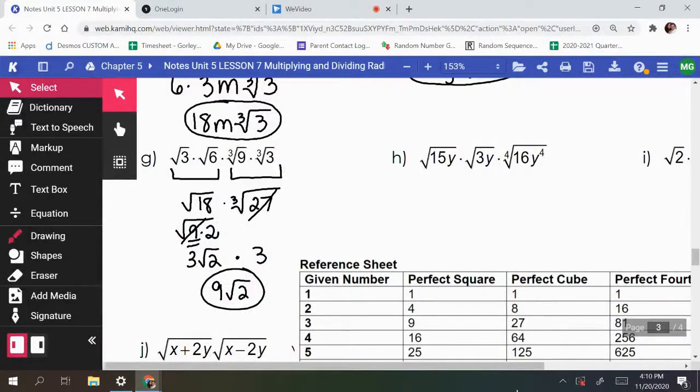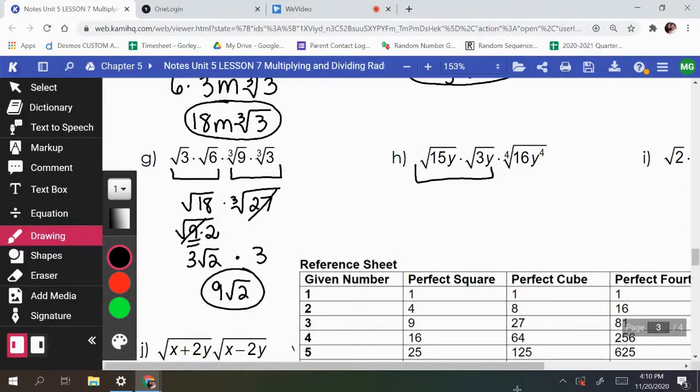All right, in this case, it's the same thing. I've got 2 square roots, and then I've got a fourth root. So I cannot multiply the fourth root by the square roots. If I multiply the square roots together, we get 15 times 3, which is going to be 45. So we get 45. It's going to be y squared when we multiplied y times y. And we have times the fourth root of 16y to the 4th.